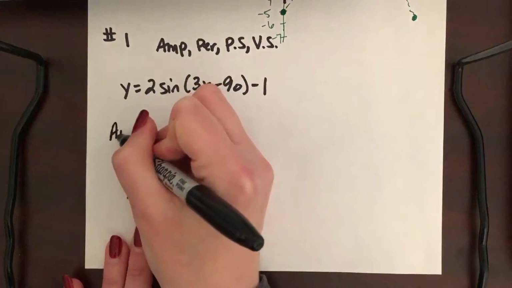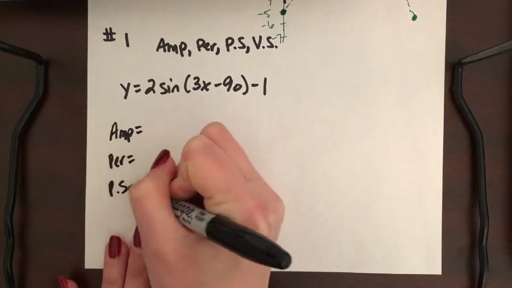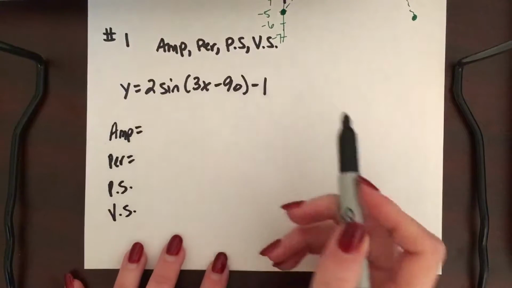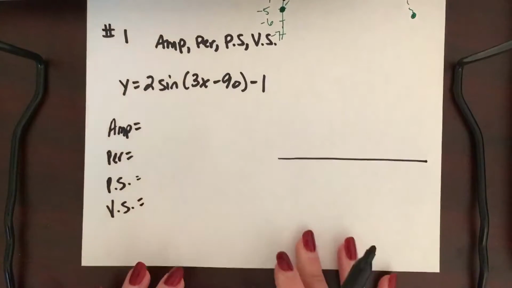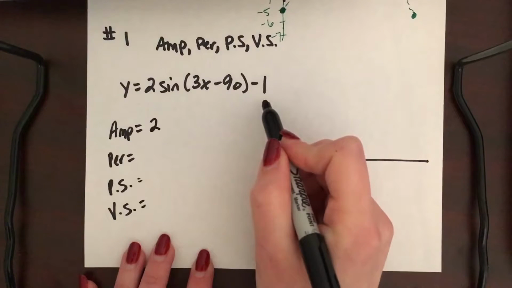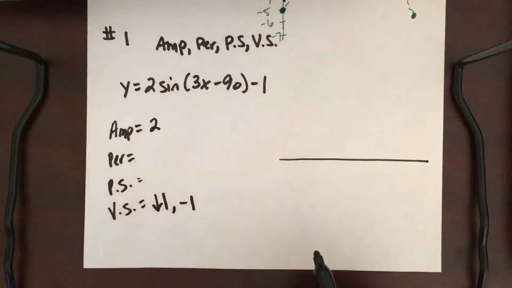So it's helpful to go through and identify these things first, especially when there is both a period change and a phase shift, because it's not just as obvious as you might think, right? Amplitude's gonna be a 2, that's easy. Vertical shift is down 1, that's easy. Let's stick with that part first, okay?